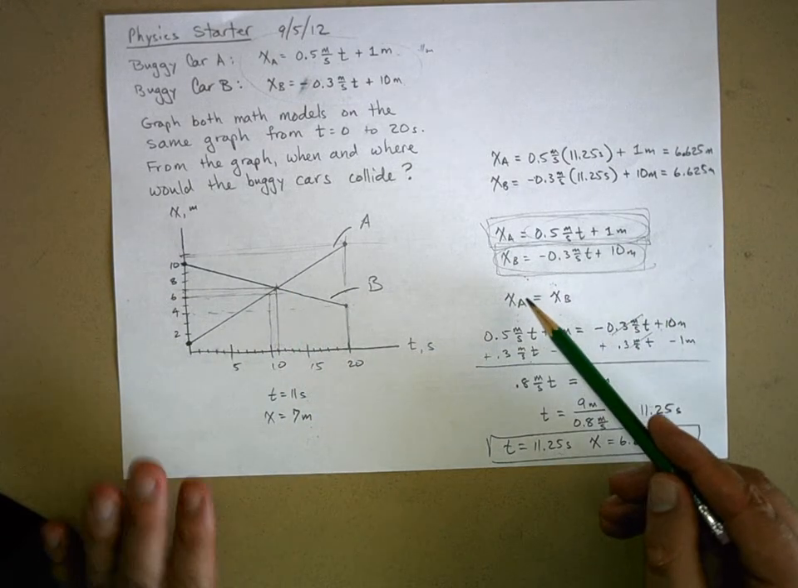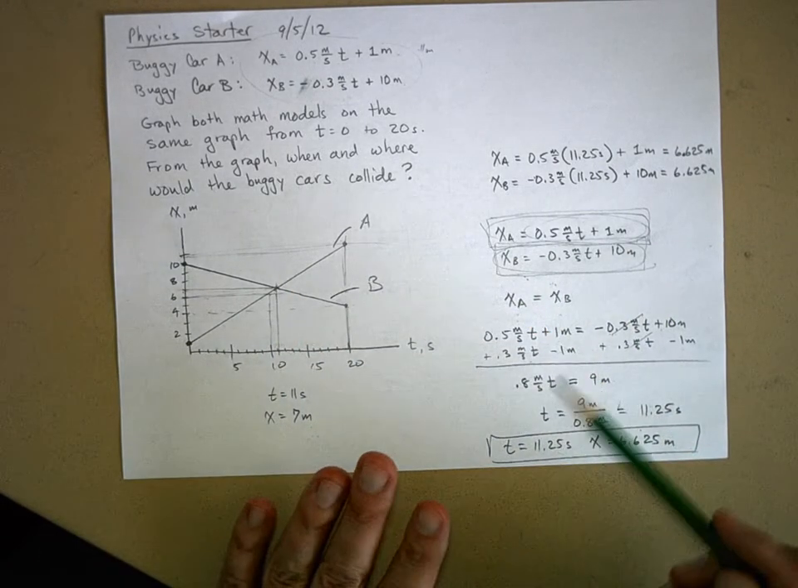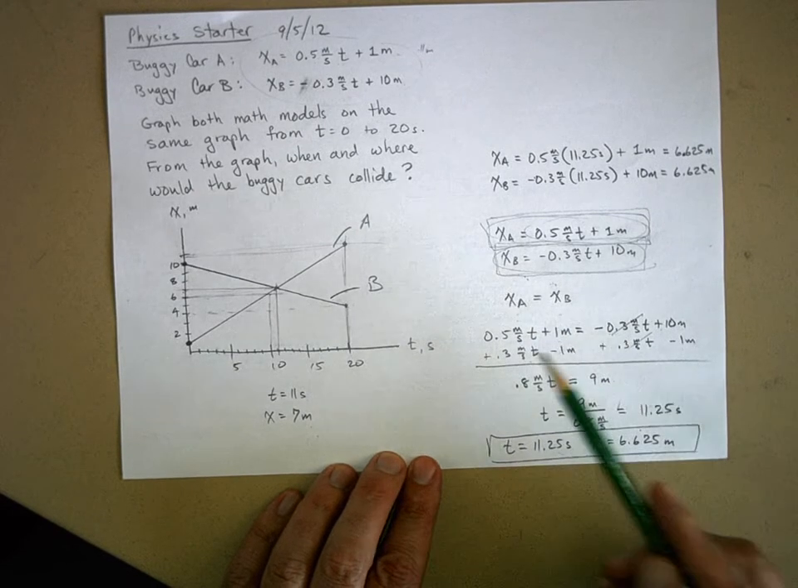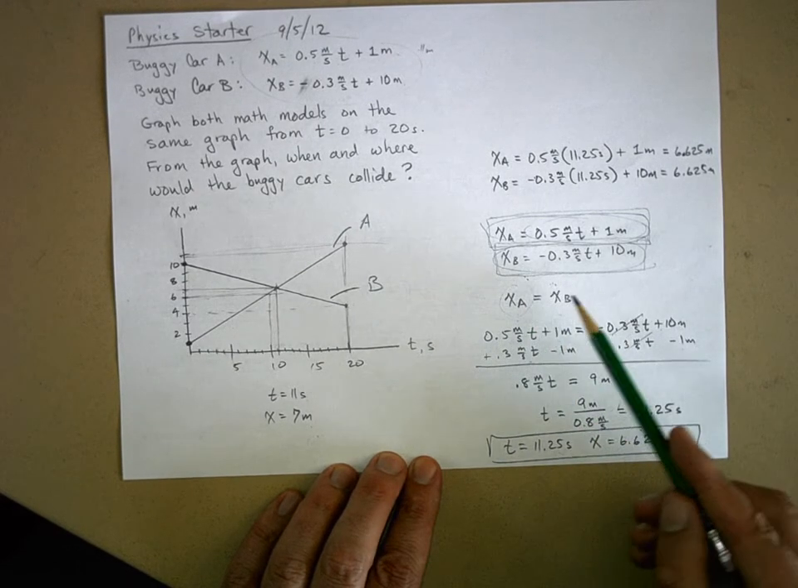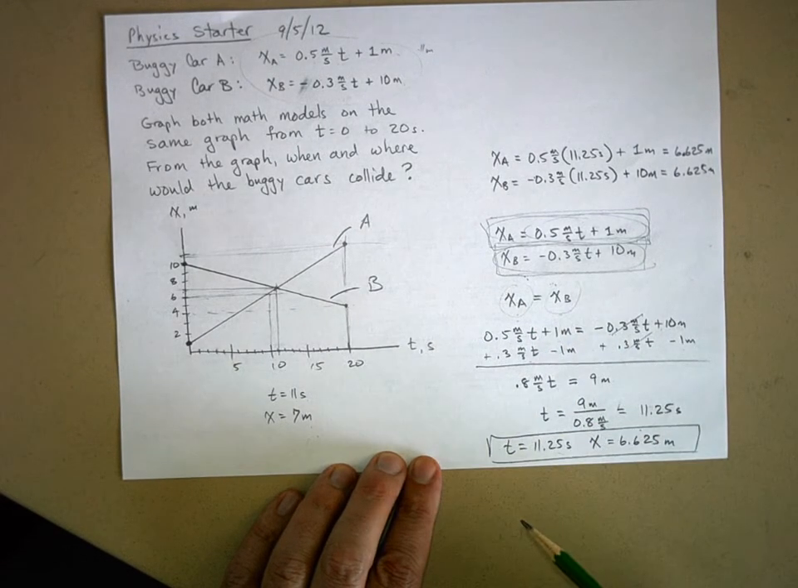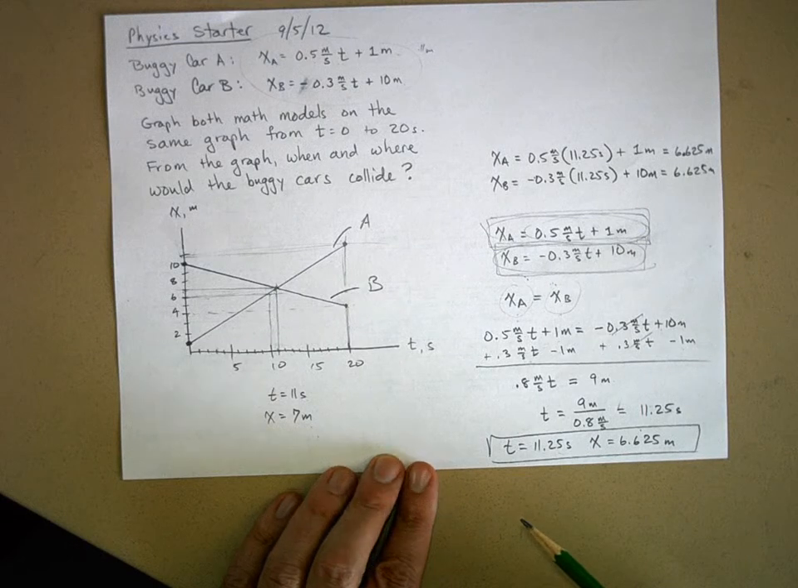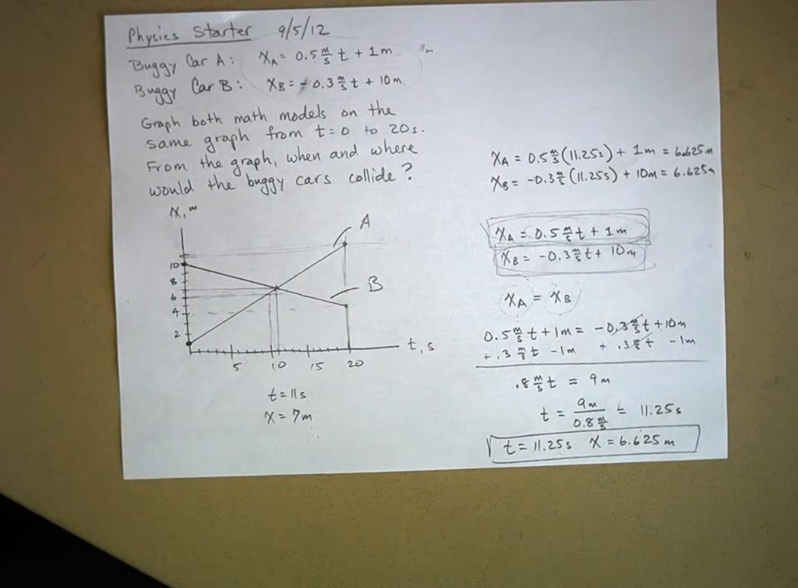So you have the same position. So basically you could say that when they collide, their positions are the same. So here's what I did. I said x of A equals x of B. Does that make sense to everybody? The position A will equal position B when they collide. I think that makes a lot of sense.